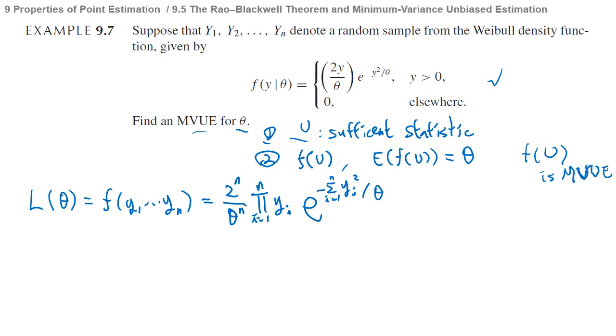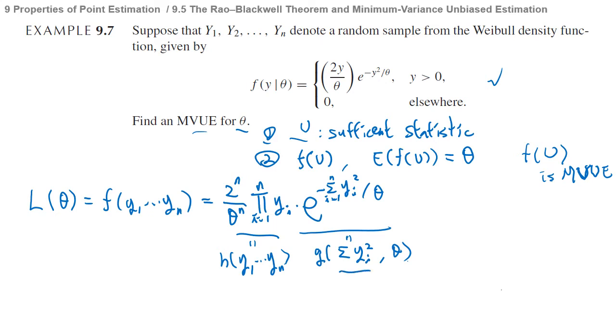And from here we can check that this part is g of sum of yi square comma theta, and this part is h of y1 to yn. So by using the factorization theorem, we can check that this one is a sufficient statistic. Sum of yi square is a sufficient statistic.